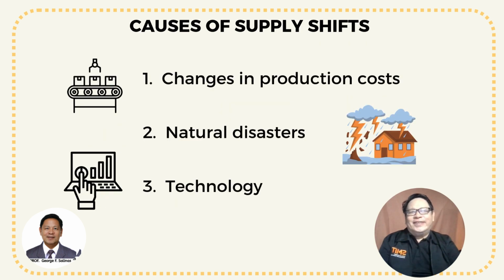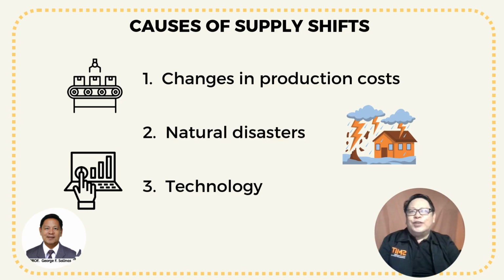What causes the shift in supply? Supply shifts happen when producers change how much they are willing or able to sell at each price. A shift in supply happens when the quantity supplied changes even though the price remains the same. This means the entire supply curve moves either to the right, which means an increase in supply, or to the left, a decrease in supply.